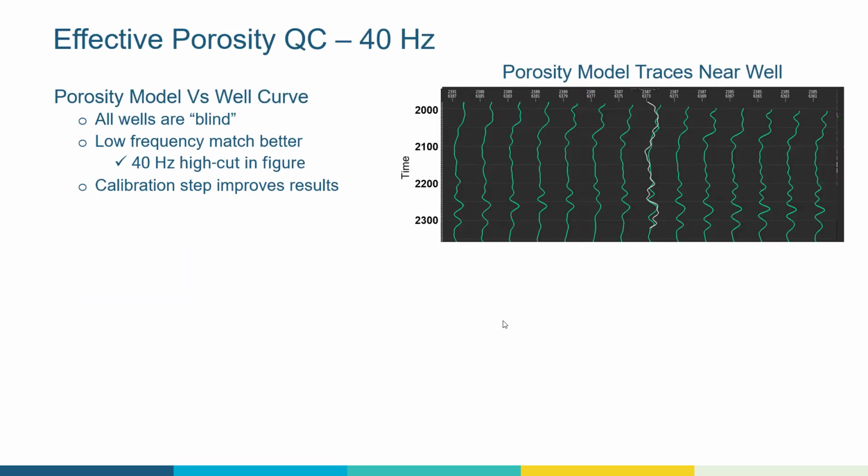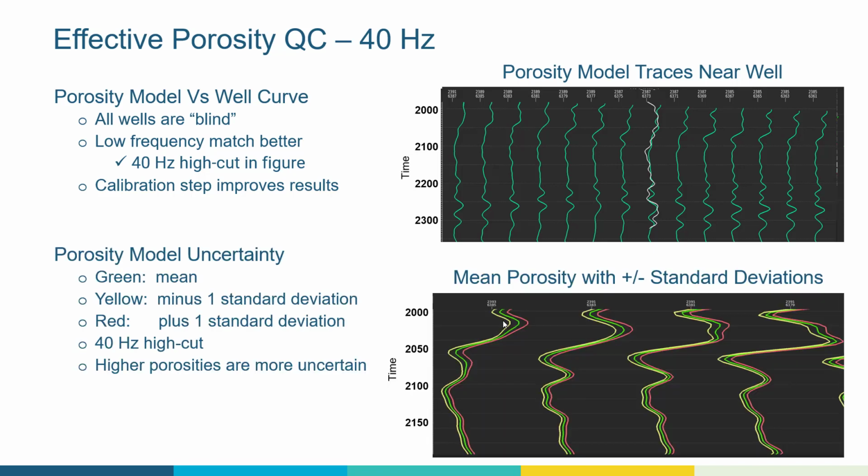Let's take a closer look and just see how good these matches really are. And we find, comparing the white is the well filtered off at 40 hertz, and the green is the same for the model. And we do find, not unsurprisingly, that the low frequencies are a better match than the higher frequencies. Higher frequencies, yeah, there's some of the character is still there. But perhaps some of the absolute values are lacking a little bit. But that's a natural thing since we're not explicitly tying to the wells.